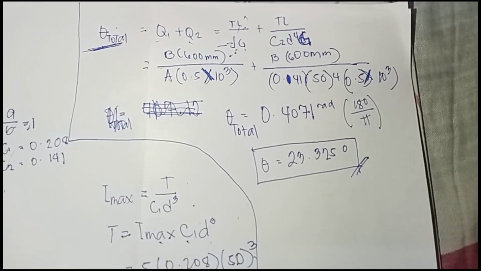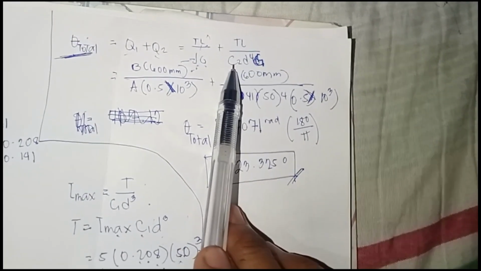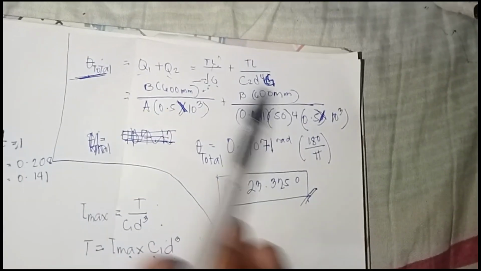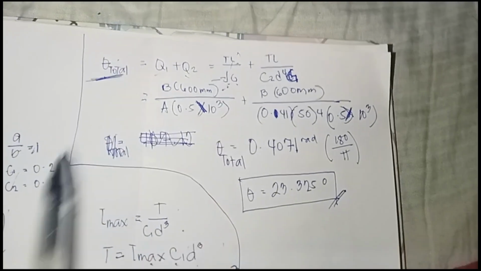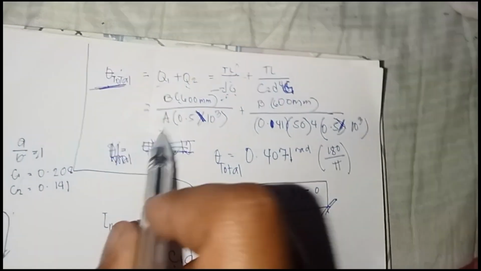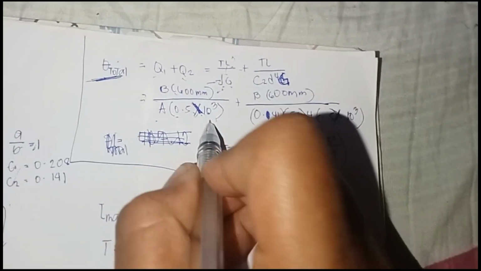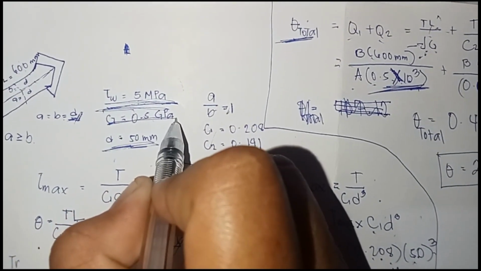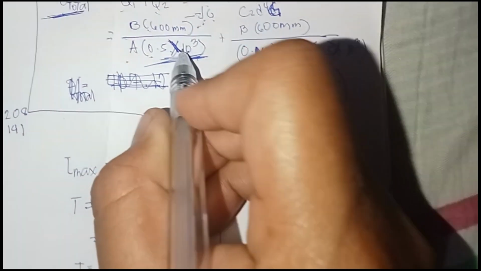The formula is torque times length over JG plus torque times length over C sub 2 D to the fourth G. Then we substitute the given values. Since the torque is stored in B, it is B times 600 mm, the length, all over A, which is the J stored in A, times 0.5 times 3 times 10 to the 3. Since the modulus G is in gigapascal and the working stress is in megapascal, we convert gigapascal to megapascal by multiplying by 1,000.